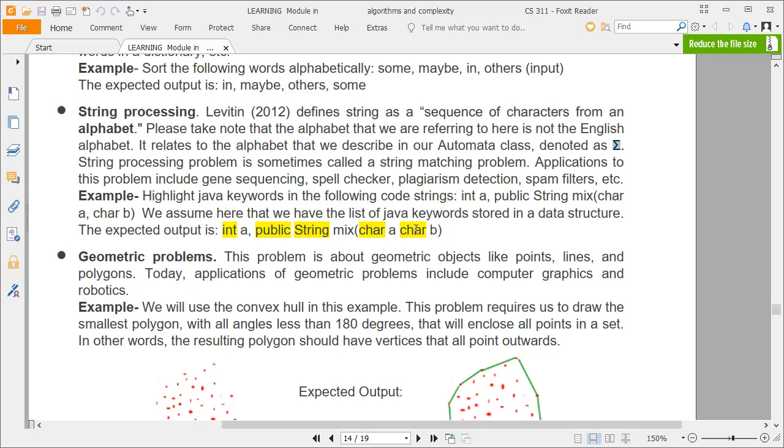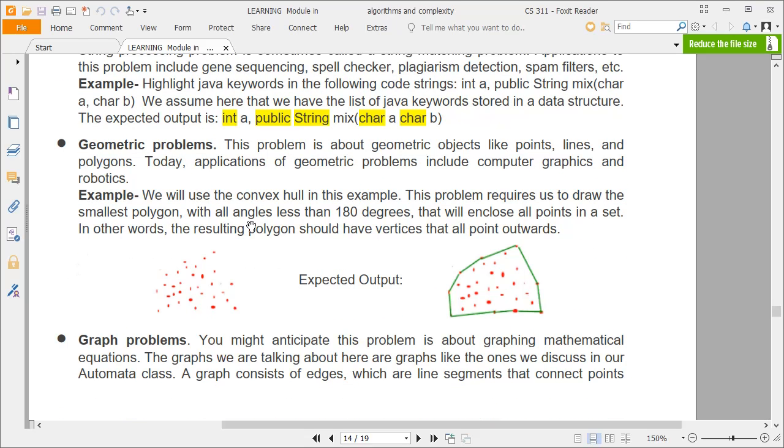another car. Okay. Another type of problem is the geometric problem. This problem is about geometric objects like points, lines, and polygons. So what are the applications for this? It includes computer graphics and robotics.